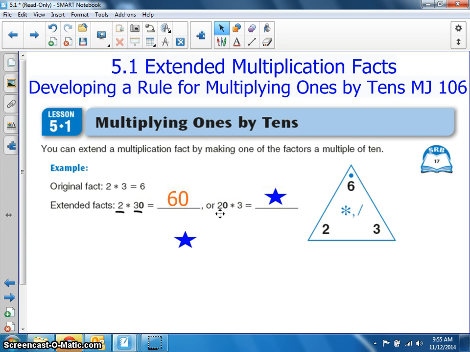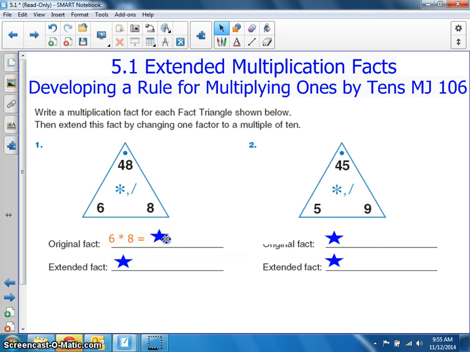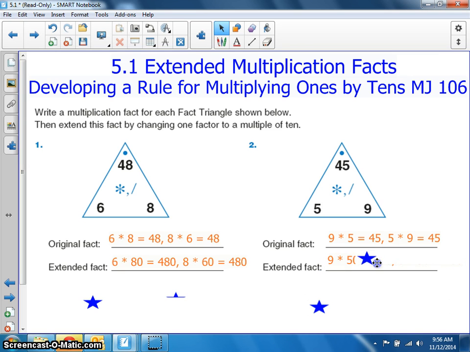This one, 20 times 3. 3 times 2 is 6, plus 1 zero is 60. What about this one? Basic fact, 6 times 8 is 48. 6 times 80, 6 times 8 is 48, and we have 1 zero, so we're going to add the 1 zero. Same as over here. This one, 9 times 5 is 45. So what would 90 times 50 be? Write that down for yourself. It would be 450. What's the basic fact? 9 times 5, 45. How many zeros? 1 zero.